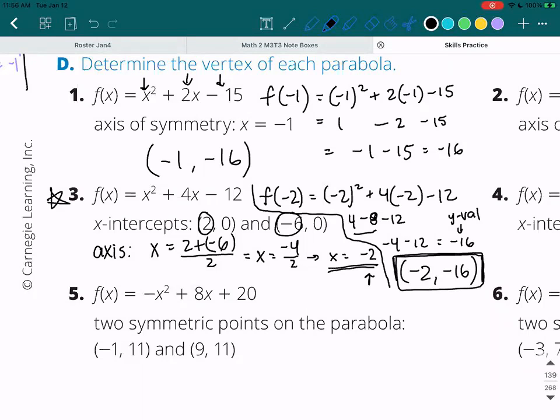So the -2 that we got here, this is your axis of symmetry number. And the y value, this -16, we got after we plugged our x value into the equation.